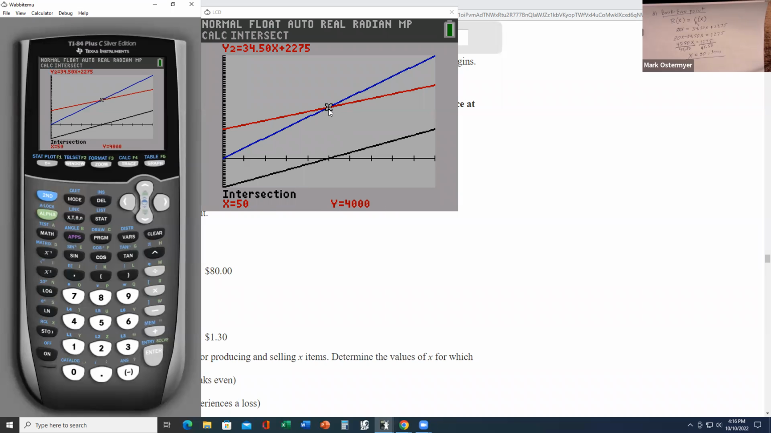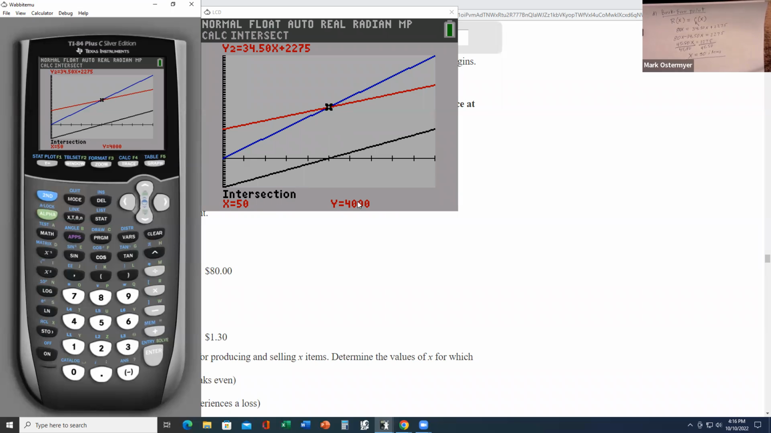So ladies and gentlemen, if we manufacture and sell 50 of these widgets, we will break even with a revenue of $4,000 and a cost of $4,000. And my profit will be $0 down here. You see that? We broke even. Is that making sense there?